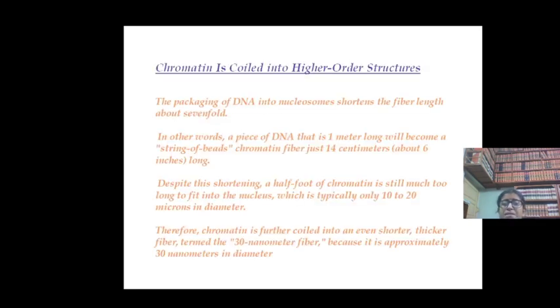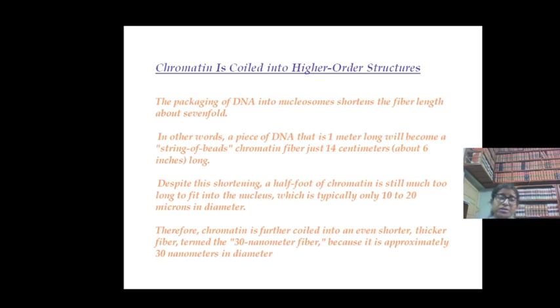So the chromatin now is coiled into higher order structures. The packaging of DNA into nucleosomes shortens the fiber length about 7-fold. In other words, a piece of DNA that is 1 meter long will become a string of beads chromatin fiber that's 14 centimeters, about 6 inches long. Okay. Despite these shortenings, a half foot of chromatin is still much too long to fit into the nucleus.